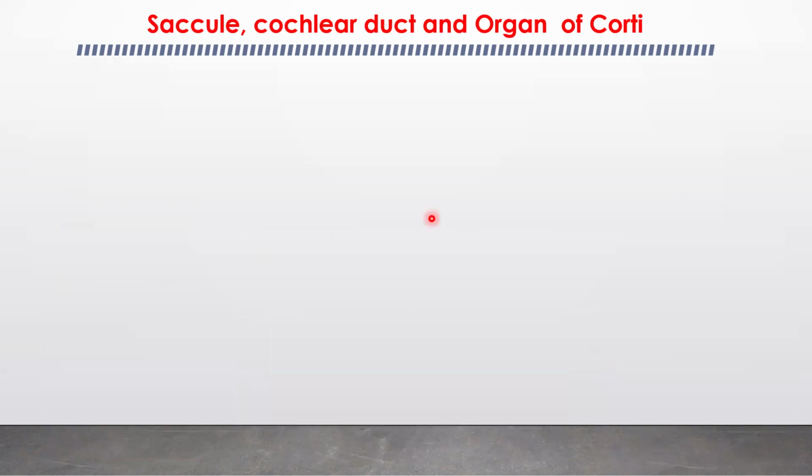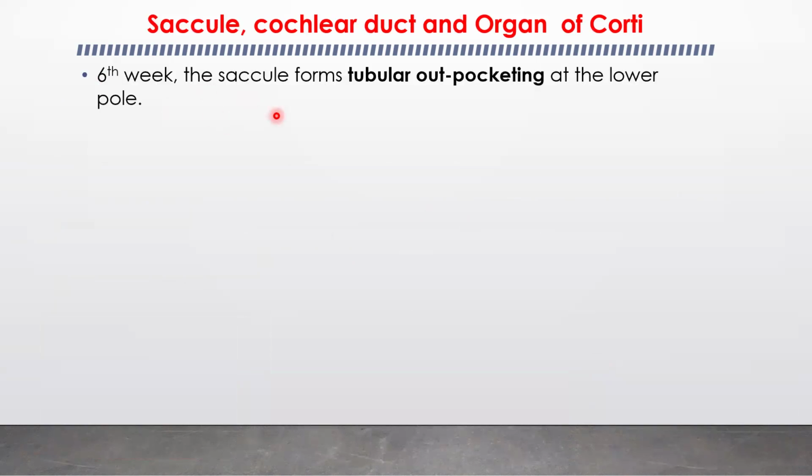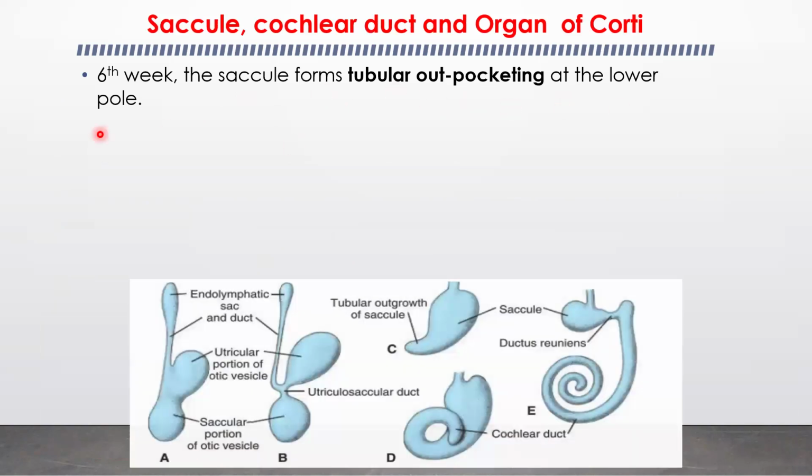So then how do you develop the remaining part, the saccule and the other bit? So on the 6th week, the saccule forms a tubular outpocketing at the lower pole. And actually that can be manifested here. So remember this is a saccule. This is the endolymphatic duct. This is a utricle. So this saccule will develop some outpocketing, as you can see here. So this is outpocketing on the lower pole. You can see the outpocketing is coming across as a tubular outgrowth of the saccule.